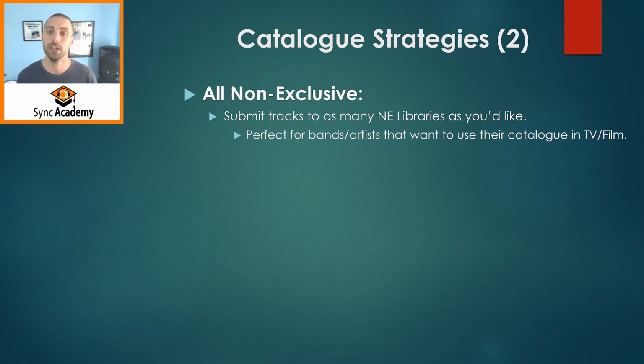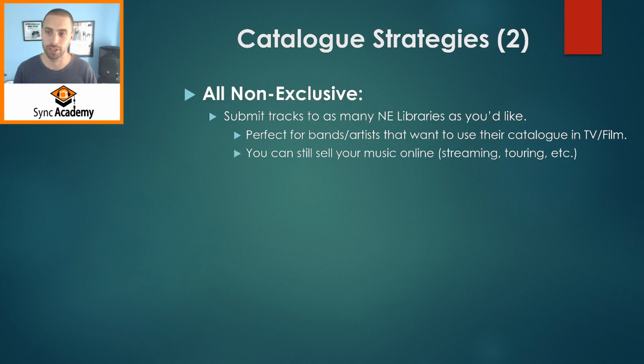Now, what this is perfect for is bands and artists that want to use their catalog in TV and film. So if you plan on monetizing or currently are making money from your music and you don't want to create a separate catalog for exclusive libraries, this is probably the route that would work best for you. So let's say you put out an album this year, you can take those same 12 tracks on your album, throw them into 100 different non-exclusive libraries and let them know my tracks are being monetized over here. You still need to be transparent about that. But as long as they're non-exclusive in nature, they're not going to have anything to say about that. They're okay with that. So that might work for you if you plan on doing that or are doing that now.